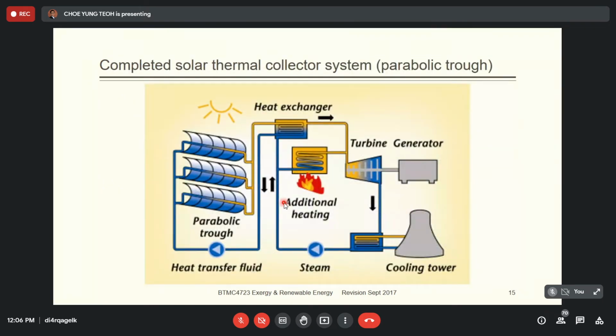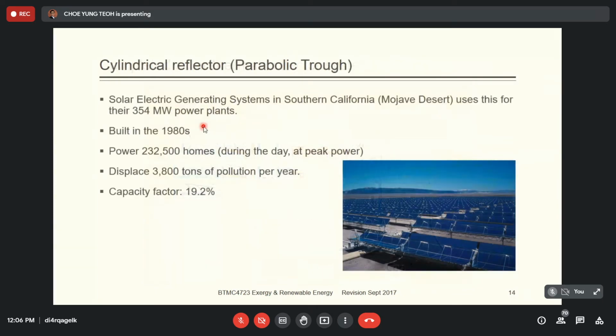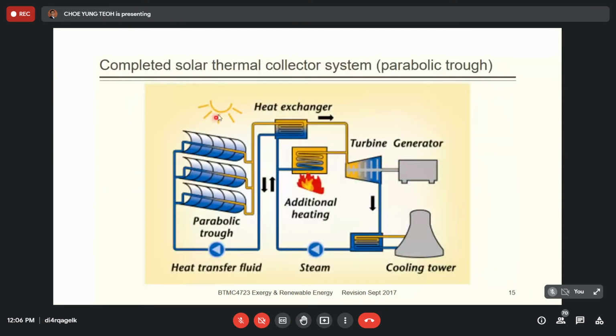Okay, this is a complete system for this cylindrical reflector, or we call it a parabolic trough. You can see that first, sunlight hits the panel, which reflects all the sunlight onto the focal line. Okay, and we pump the hot water, or maybe you can call it a hot fluid, because some of them use water, some use synthetic oil or others. Okay, so this hot water at 400 degrees Celsius is pumped to the heat exchanger.